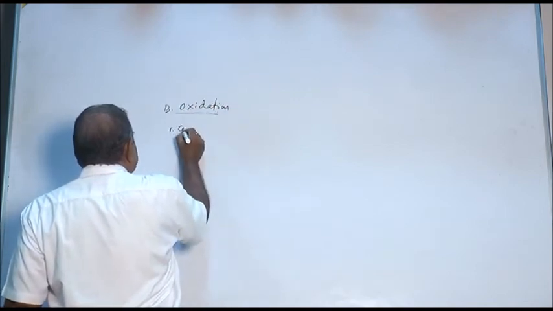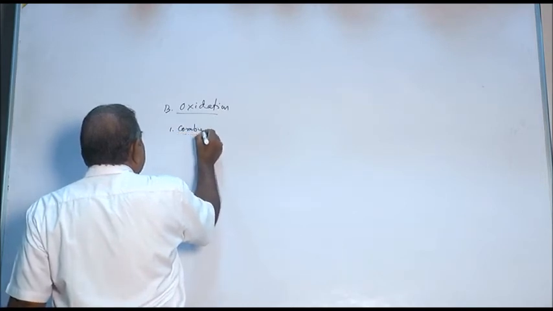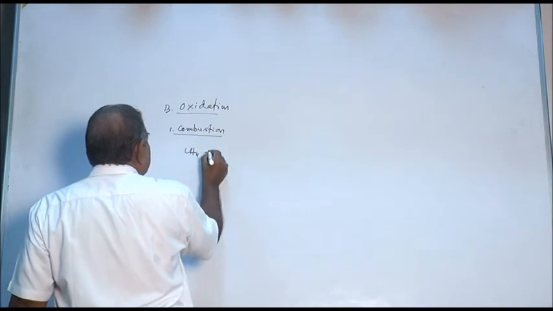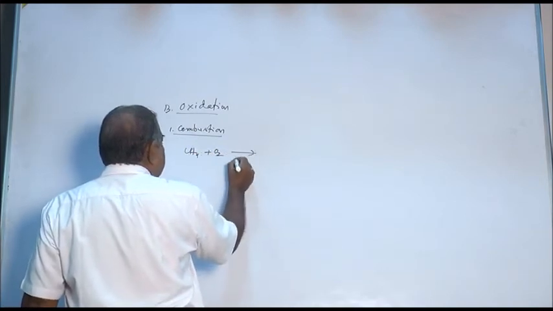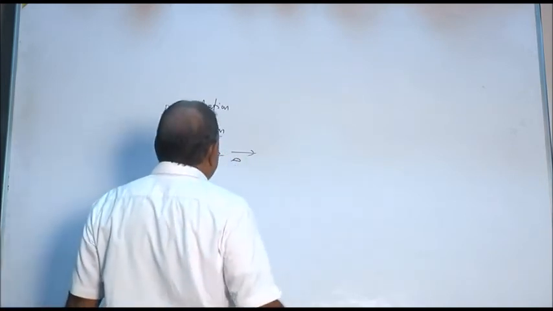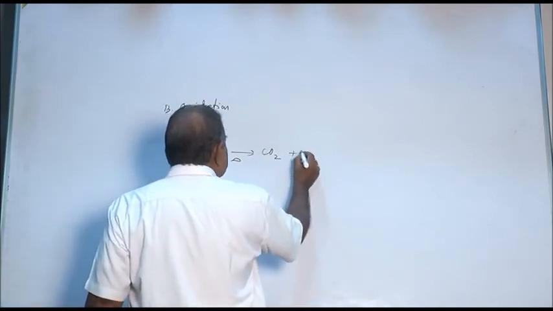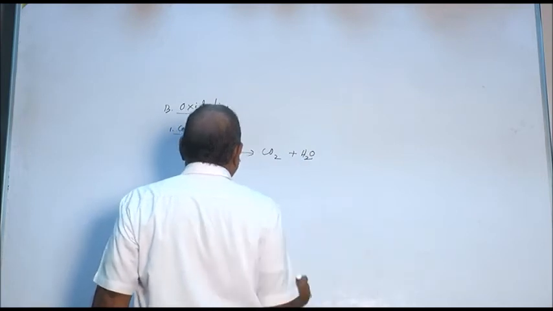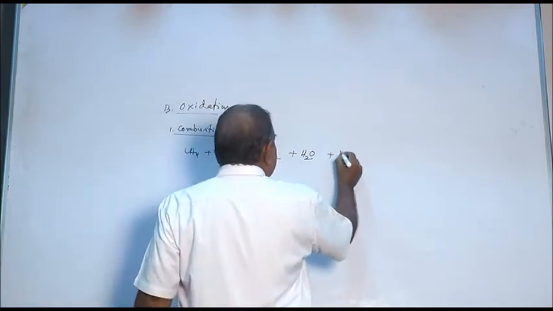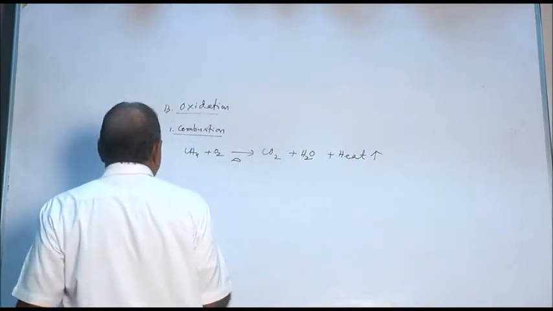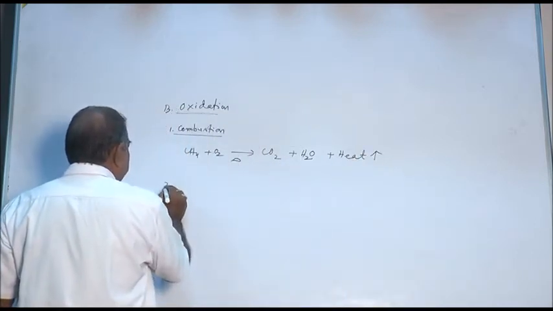Number 1, combustion. When anything is heated in presence of oxygen, we call it combustion. Here if you take an alkane, the carbon part is oxidized to carbon dioxide, the hydrogen part is oxidized to water, along with the evolution of heat which is used for cooking purposes or different purposes.